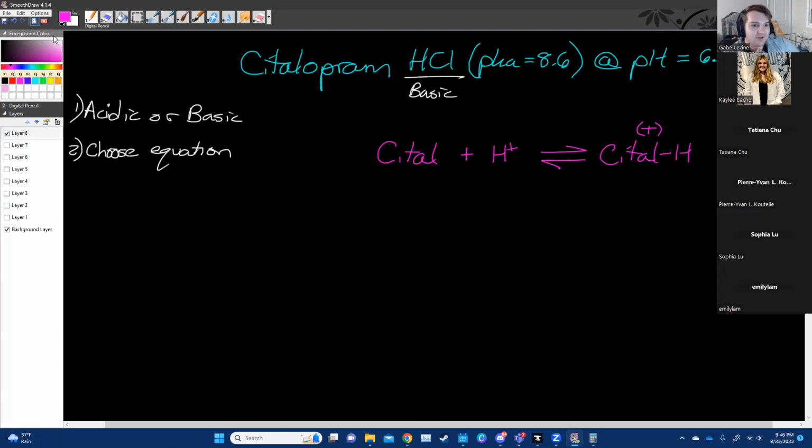Once we come up with this, we can label the deprotonated and the protonated side. So we're going to label the protonated and deprotonated. Which side is the protonated side? The left or the right?